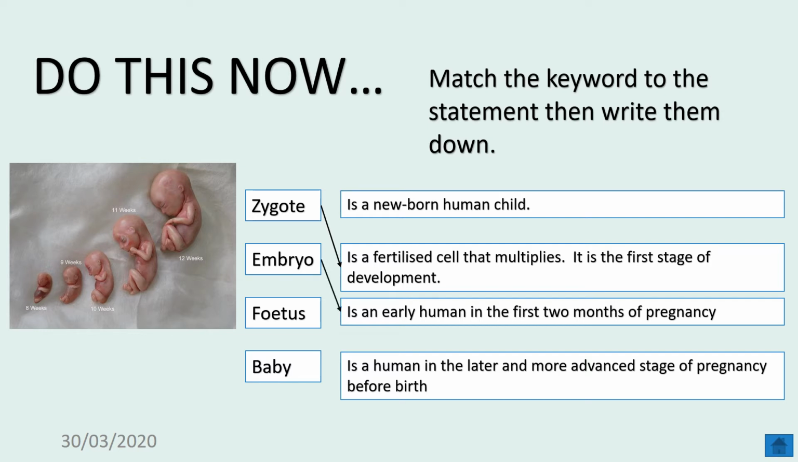Embryos are the next step, and it's an early form in the first 2 months of pregnancy. So the cells are dividing, so you end up with many cells. You have not got something that resembles a baby yet. The next stage is fetus, and this is a human in the later and more advanced stage of pregnancy before birth, so it will look more like an actual baby. And then the final one is a baby, is the newborn human child. So it only becomes a baby after it has been born.